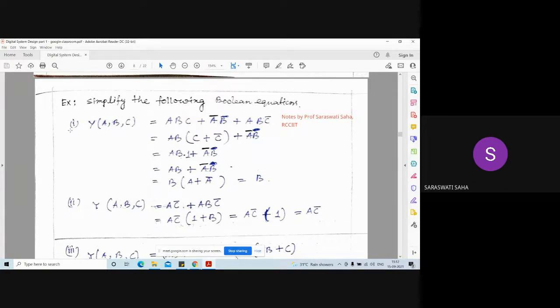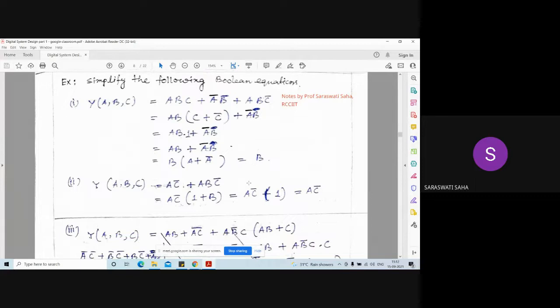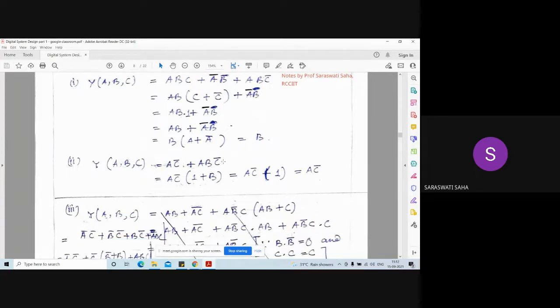Because the final output depends only on the B. It follows B. Here, AC bar plus AB C bar. If we take AC bar common, now you can solve this.